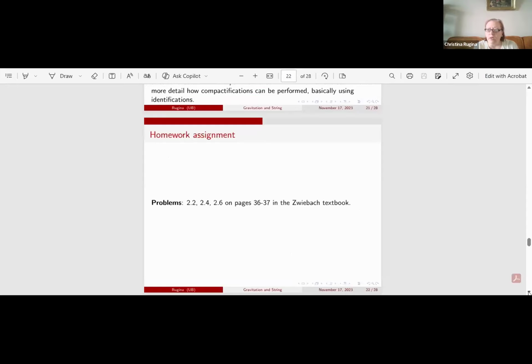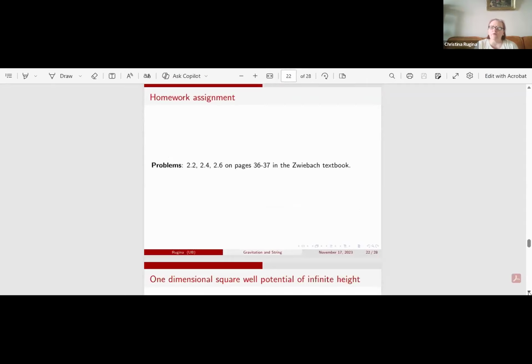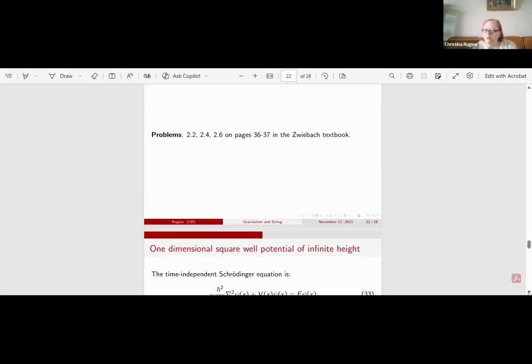But some more homework, I think Adrian already did for you, problems 2.2 and 2.4. These pages are in Zwiebach first edition textbook. Some of you may have the second edition. I work with the first edition. And so that's why 2.2, 2.4, and 2.6 are on pages 36 to 37 in Zwiebach first edition. Anyway, he did 2.2 and 2.4. He'll just do 2.6 next time. But take your time to review 2.2 and 2.4 done by him, and try to work 2.6 on your own.